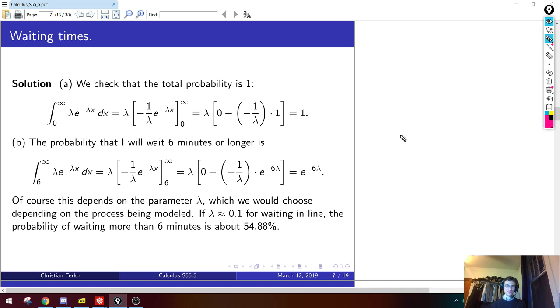But anyway, yeah, so on CME, these would be kind of short times, so therefore large lambdas. But if lambda's in minutes and lambda were 0.1 inverse minutes, say, then the probability I'd have to wait more than 6 minutes would be like 55% roughly.